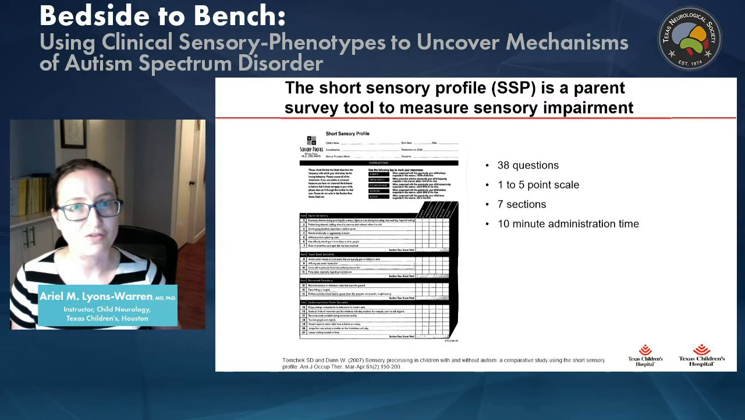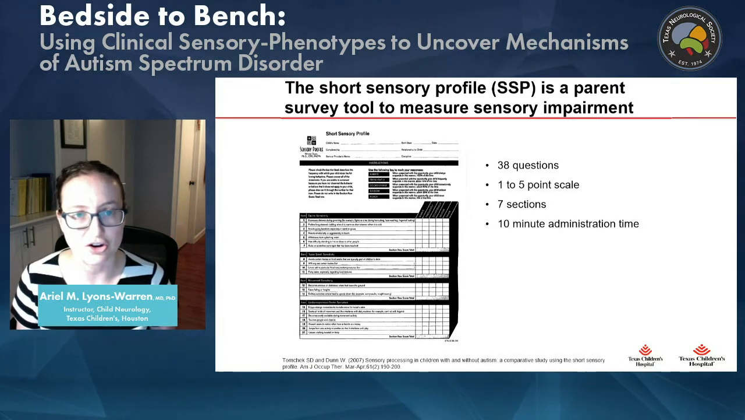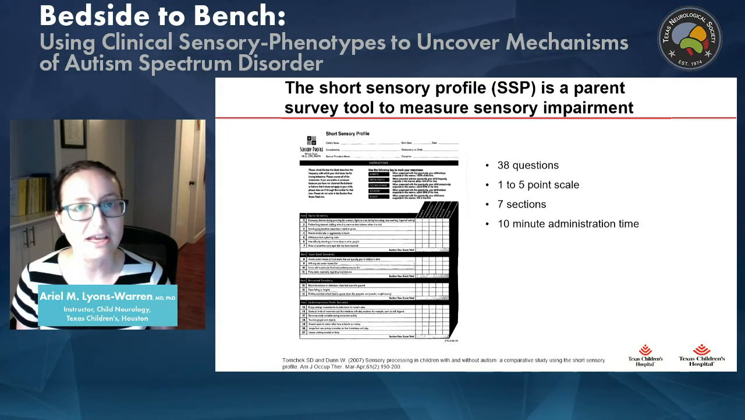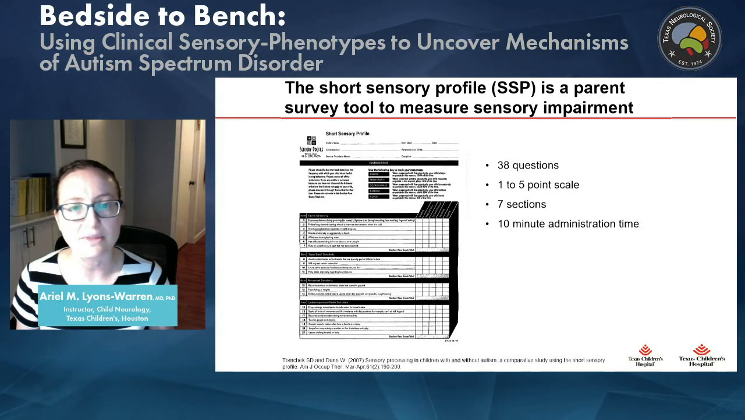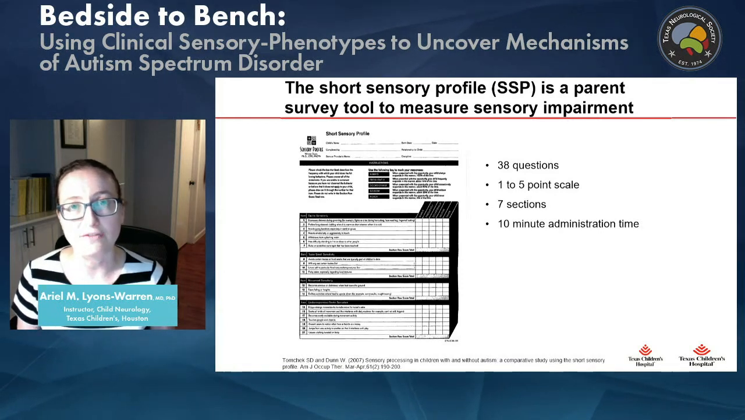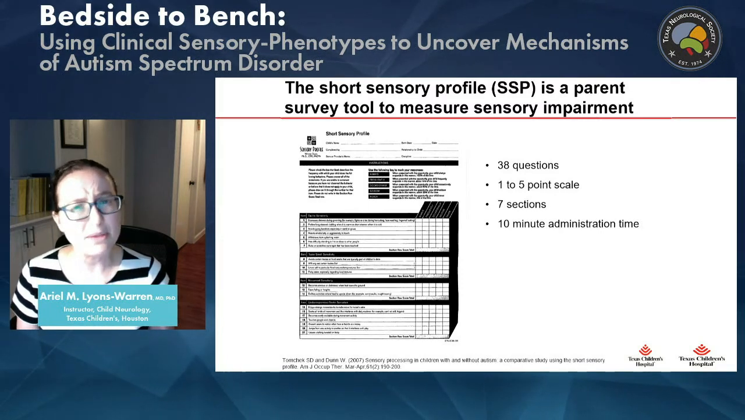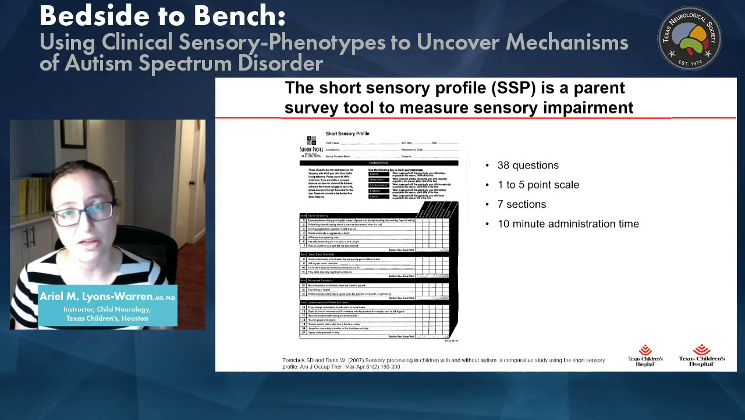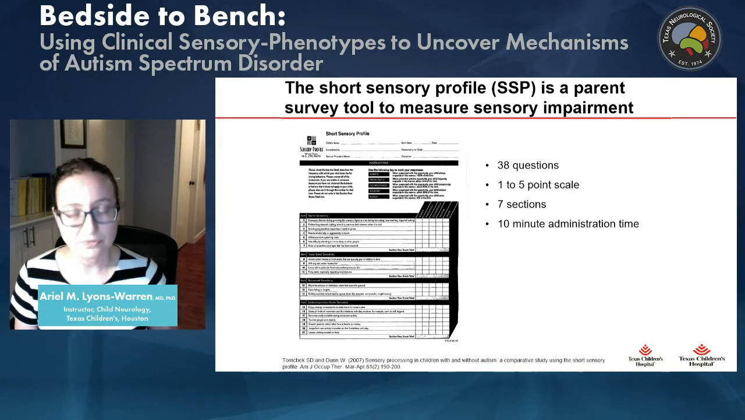So the short sensory profile looks like this. It's a 2-sided piece of paper with 38 questions. For each question, the parent answers on a 1 to 5 point Likert scale how frequently the behavior occurs. It's divided into 7 sections, each addressing a specific sensory feature or sensory modality, like we talked about earlier. And I really like the short sensory profile if you're trying to understand which sensory modality is most impacted. And that can be important for helping identify areas where parents can make changes to improve the child's quality of life. It takes about 10 minutes to administer, and you don't even have to be present.